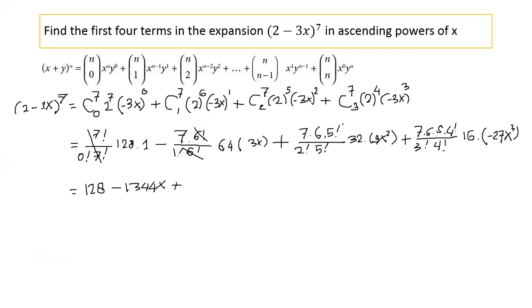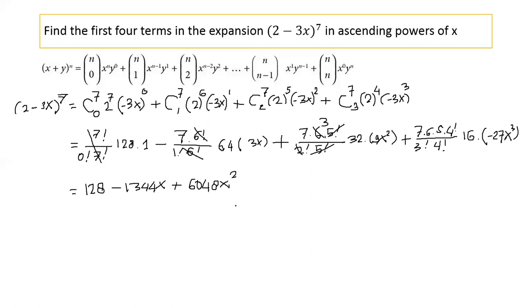Third term: 5 factorial divided becomes 5, 6 divided by 2 is 3. So we're going to calculate 7 times 3 times 32 times 9, which is 6048x squared.